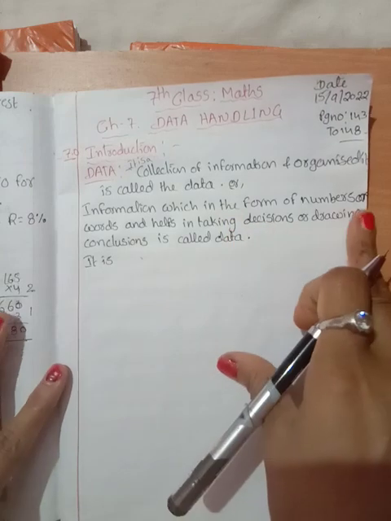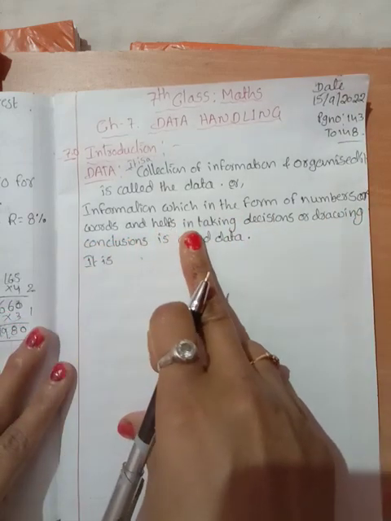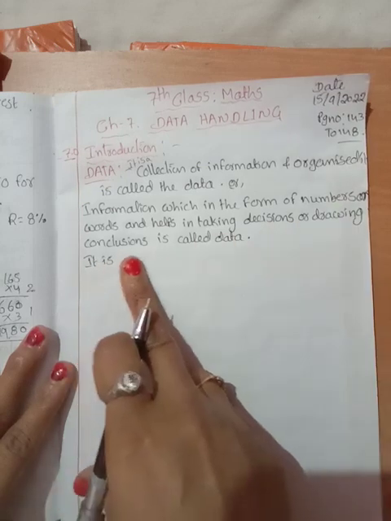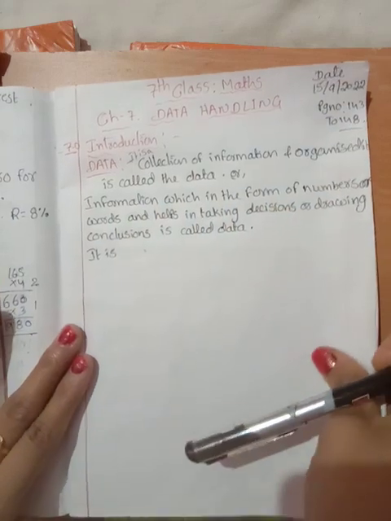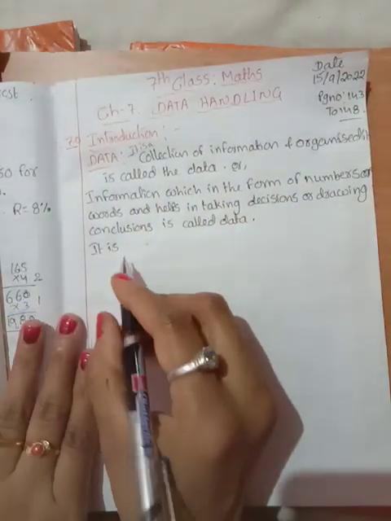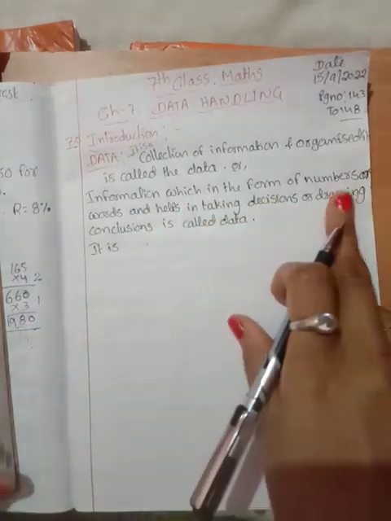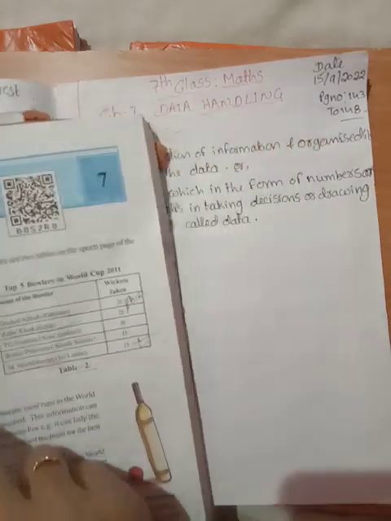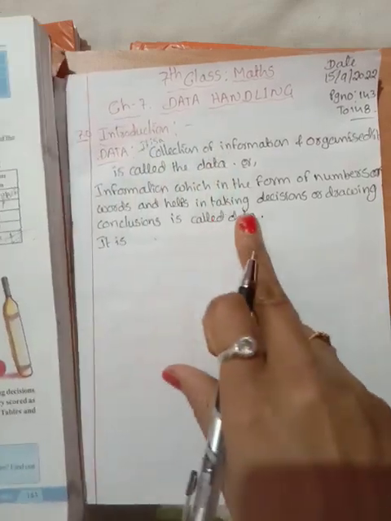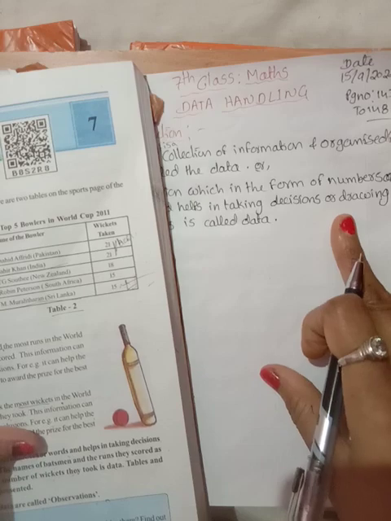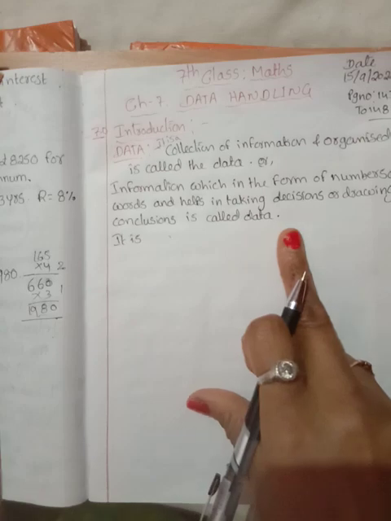Okay, the definition: data is information, in the form of numbers or words, which helps in taking decisions and drawing conclusions. This is a very lengthy definition. Here numbers, names and words; words means names. It helps in taking decisions and drawing conclusions, and it can be in table form and graphs as well, and it is called data.